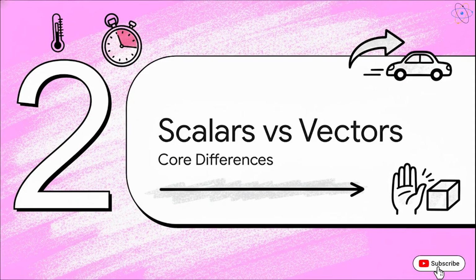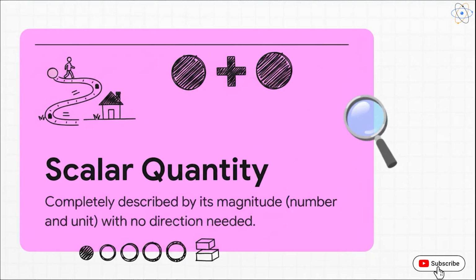Section 2. Scalars versus vectors explained. Now that we've got the basics down, let's divide these physical quantities into two broad families based on what information they need. Let's start with scalars. A scalar quantity is completely described by its magnitude alone. And by magnitude, I just mean a numerical value plus a unit. That's the whole shebang. No direction needed whatsoever. The key test here is simple. If knowing how much gives you the whole story, it's a scalar, and they follow normal, everyday math. If you walk 3 kilometers and then another 2 kilometers, your total distance is just 5 kilometers. Direction doesn't matter one bit here.